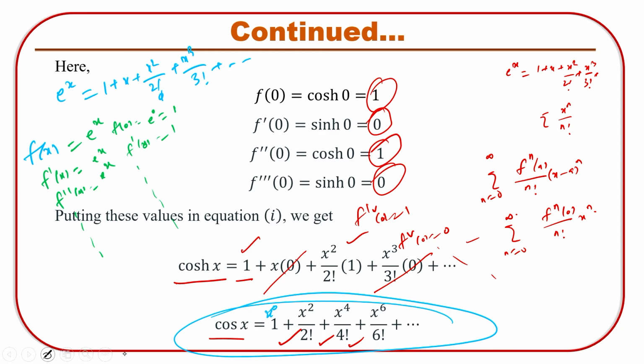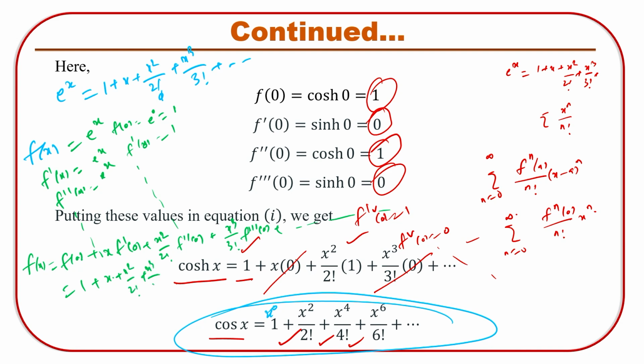So, as you can remember, the Maclaurin series is f of x can be written as f of 0 plus x into f dash of 0 plus x square by factorial 2 f double dash of 0 plus x cube by factorial 3 f triple dash of 0 and so on. So, now put the value f of 0 equal to 1, plus x into 1, plus x square by factorial 2, plus x cube by factorial 3 and so on. So, this is the proof for the Maclaurin series of f of x equal to e to the x.